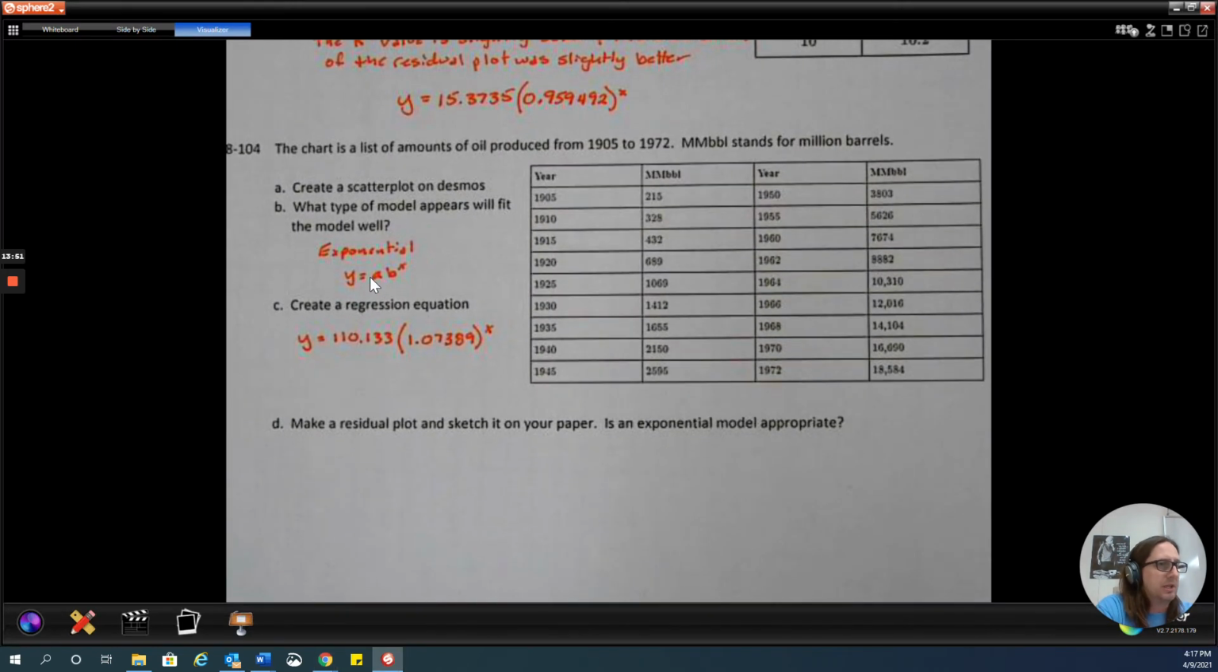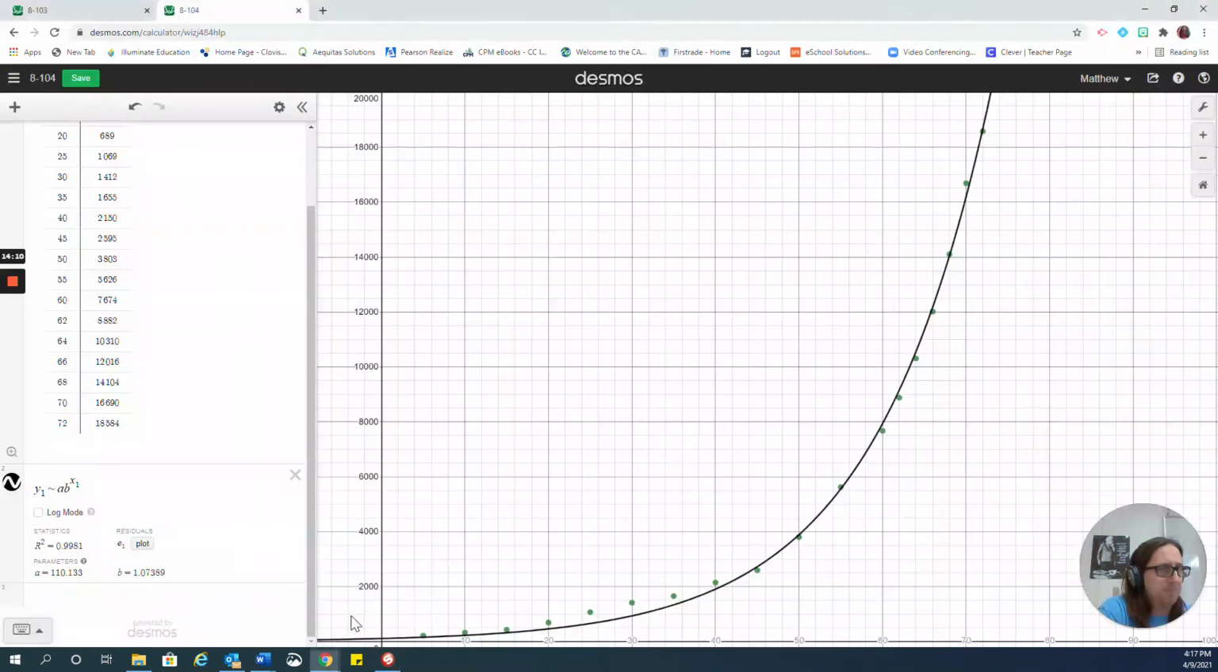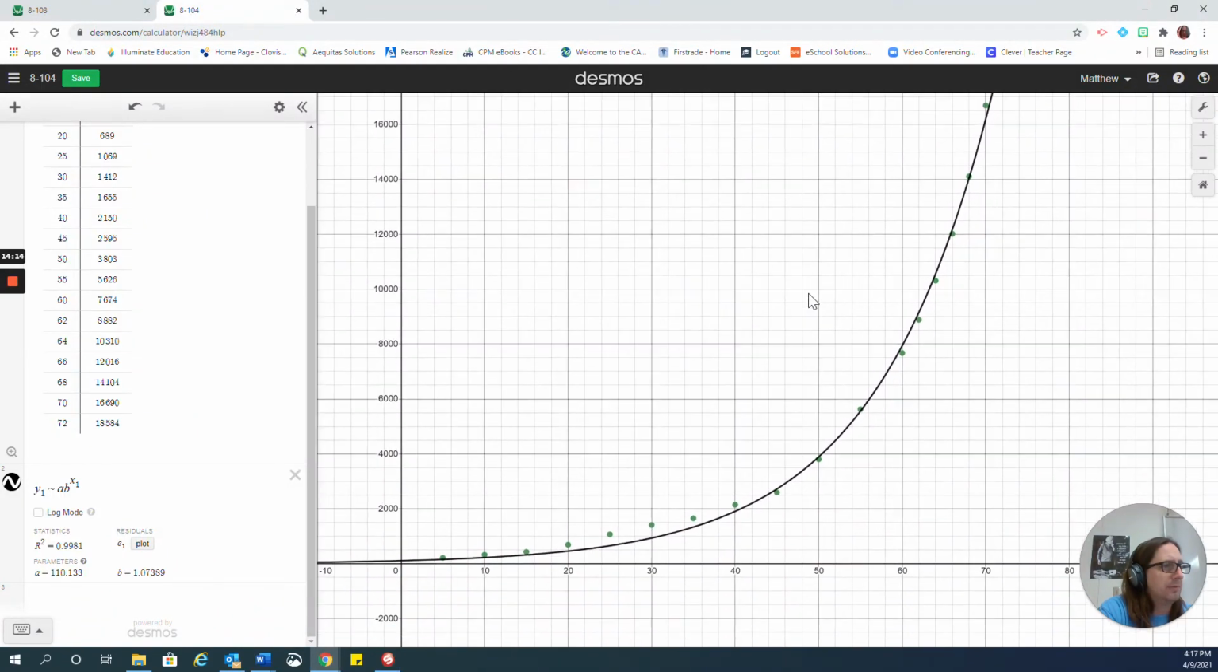All right, so this is what we've got so far. It looks like it should be exponential in the form of y equals ab to the x. And then we're going to create the regression equation. So here's our a value, and here's our b value. Okay, so that's what it looks like. And now we're going to make a residual plot and sketch it on our paper. So let's go back over here, and we're going to do a residual plot for this.